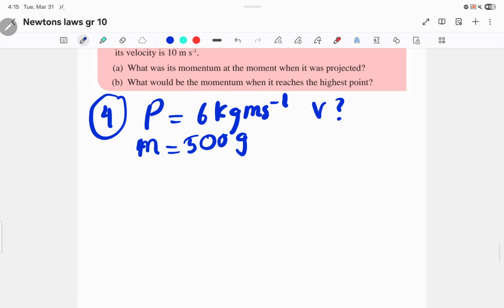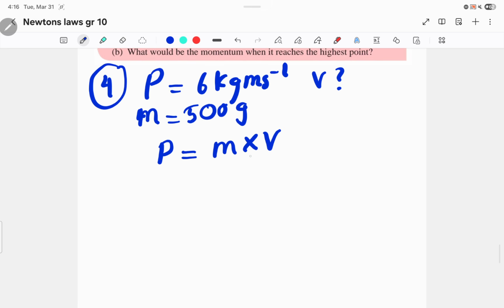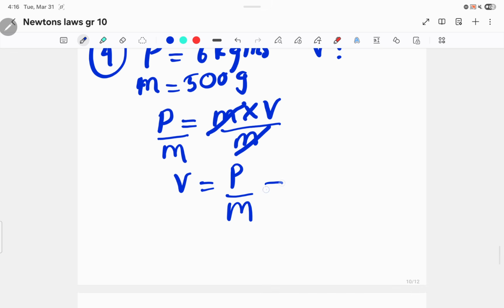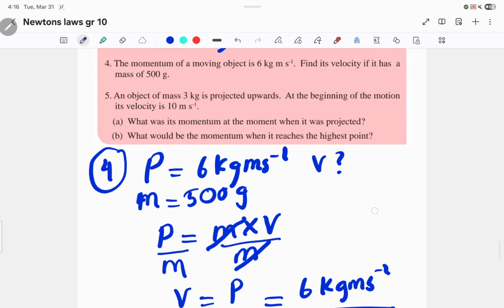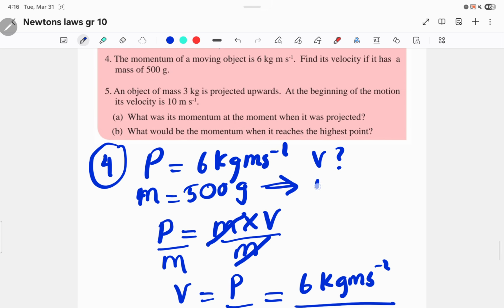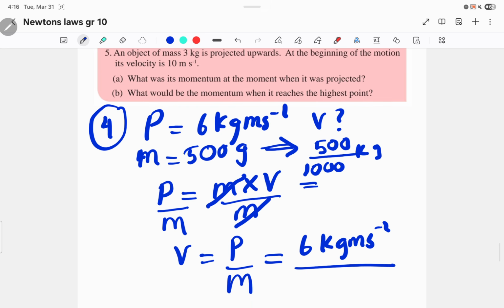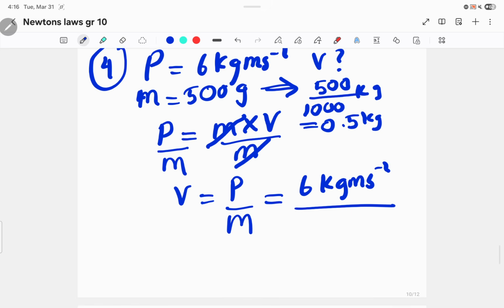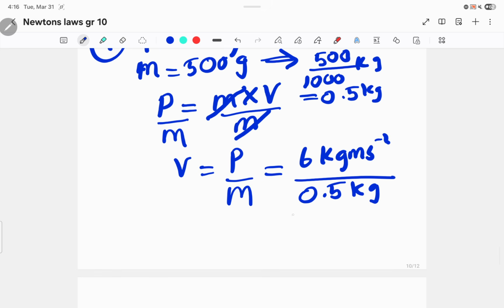500 grams. P equals m into v. We have to make v the subject here. As m is multiplied with v, I have to divide both sides by m. Then this cancels. v equals p over m. So 6 kg m s^-1. It's easier than dividing like here. I will easily write here 500 grams divided by 1000 to get kg, then 0.5 kg. So I can add that 0.5 kg here.